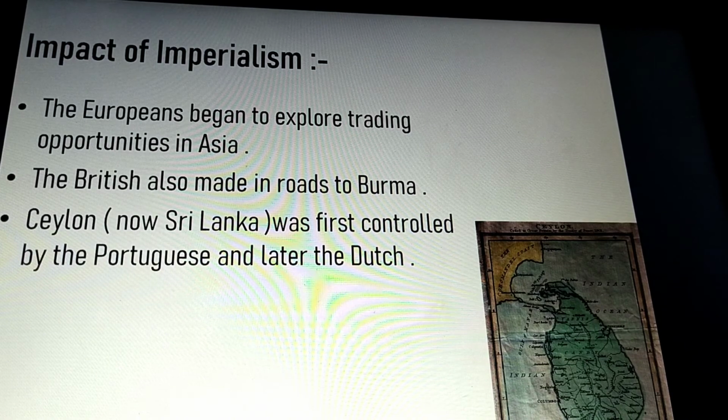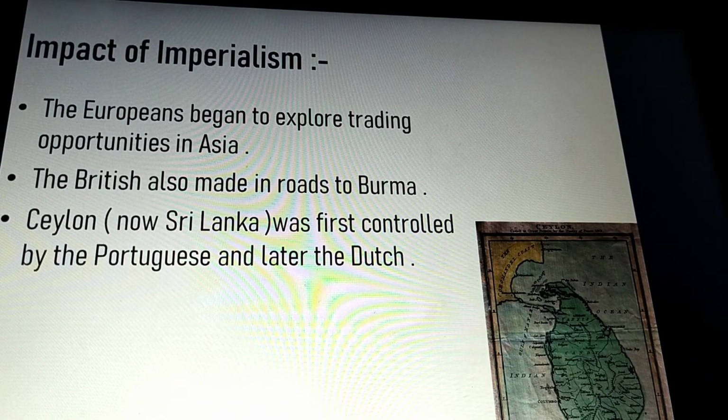They did not come here to rule. But gradually, when they found India a rich country and found the conflicts between the kings, Rajas, Maharajas and Nawabs, they got an opportunity to rule over India. The British also made inroads into Burma.